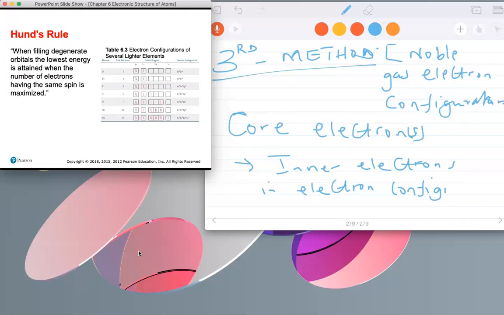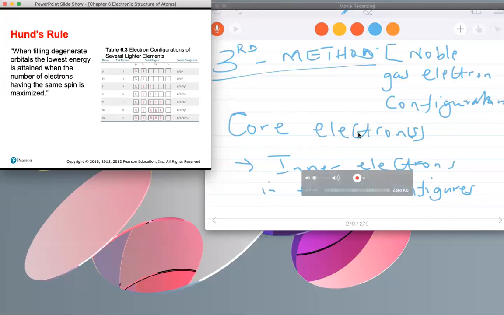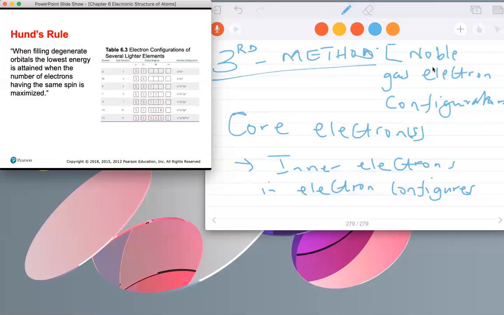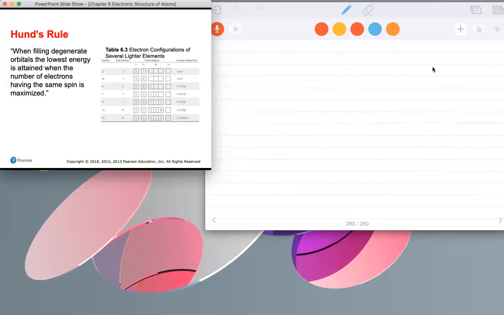You may wonder, how will I know that these are the core electrons? Core electrons in electron configuration are represented using a group 8 element. In that method, we use a group 8 element to indicate or show the core electrons. Still using sodium, we have seen this before.